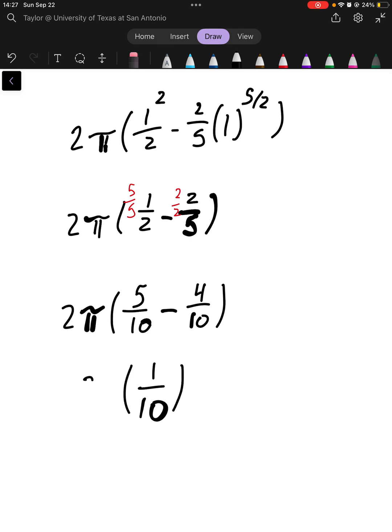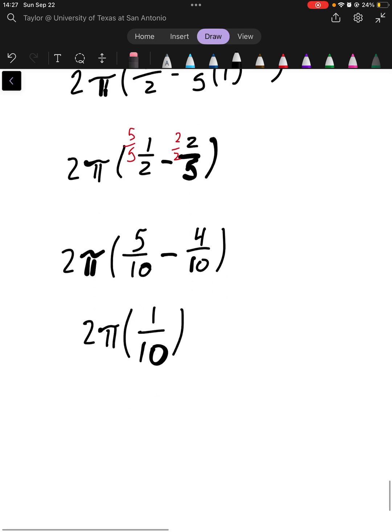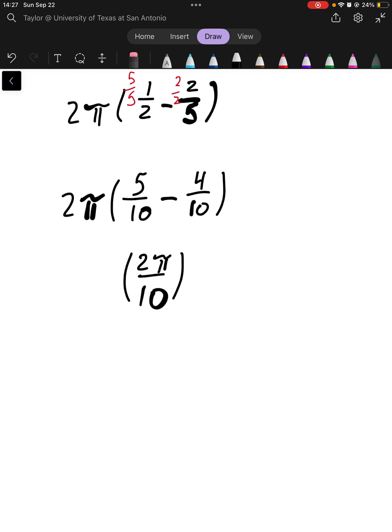times 2 pi, or 2 pi over 10, which simplifies to pi over 5.